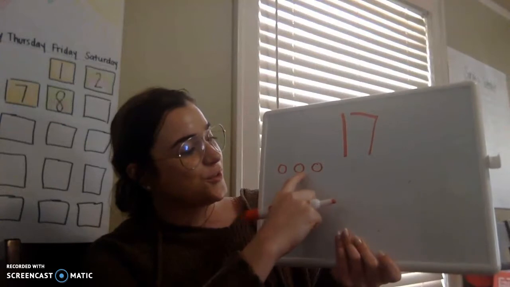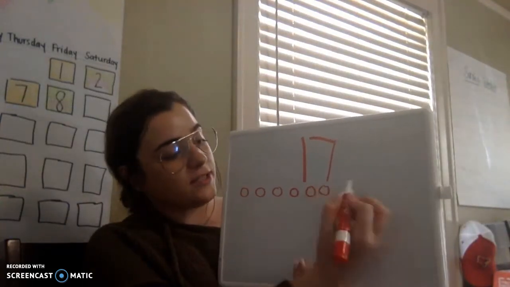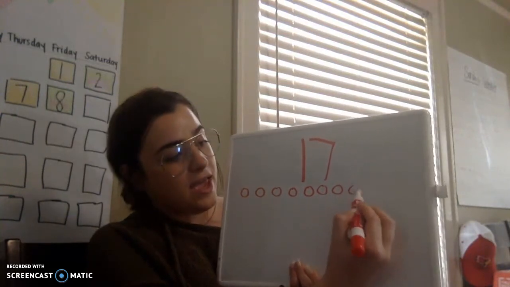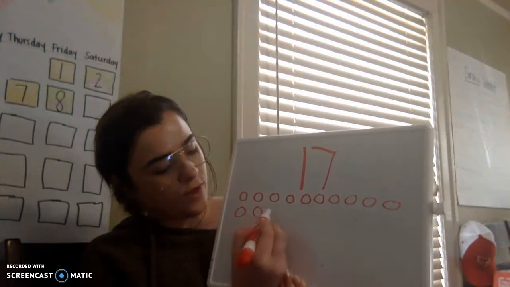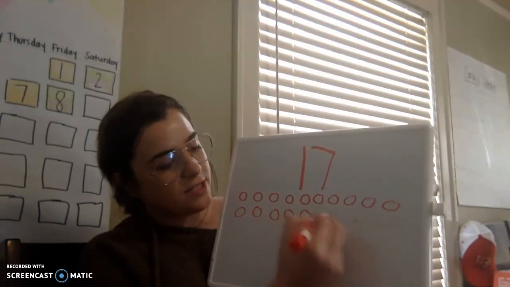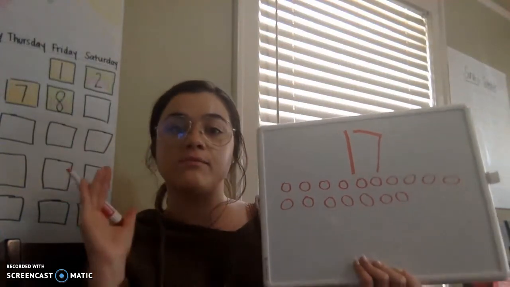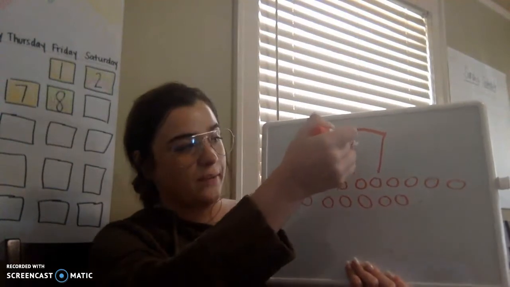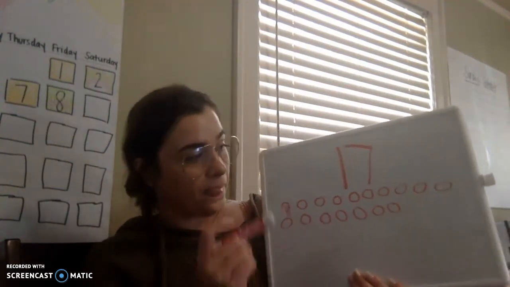1, 2, 3, 4, 5, 6, 7, 8, 9, 10, 11, 12, 13, 14, 15, 16, 17. I don't have to add any more. Once I say the number that I was asked for, I don't count any higher.